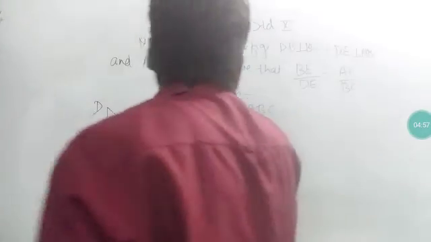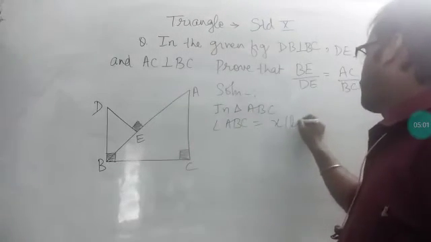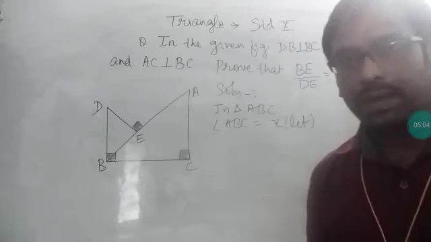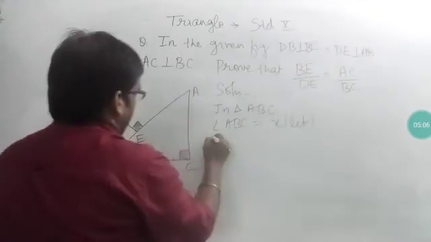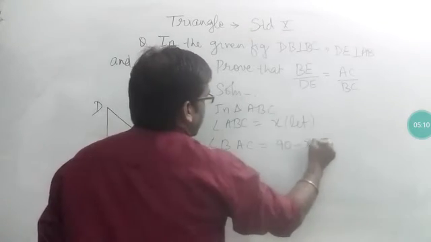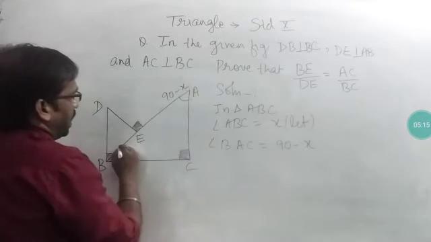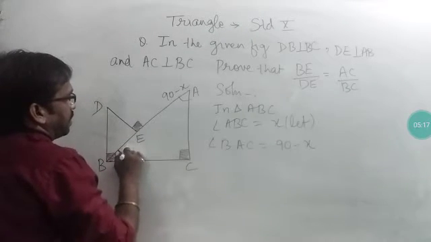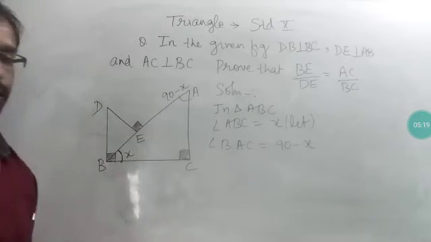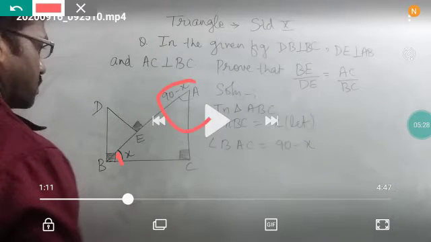So in triangle ABC, first of all we'll deal with the triangle ABC. Angle C is 90 degrees, given. So we are saying that angle ABC is equal to x. We have no idea what the exact value is, so we are taking it as x only. If it is x, then angle BAC is equal to 90 minus x. If this particular angle is x, then this angle is 90 minus x.